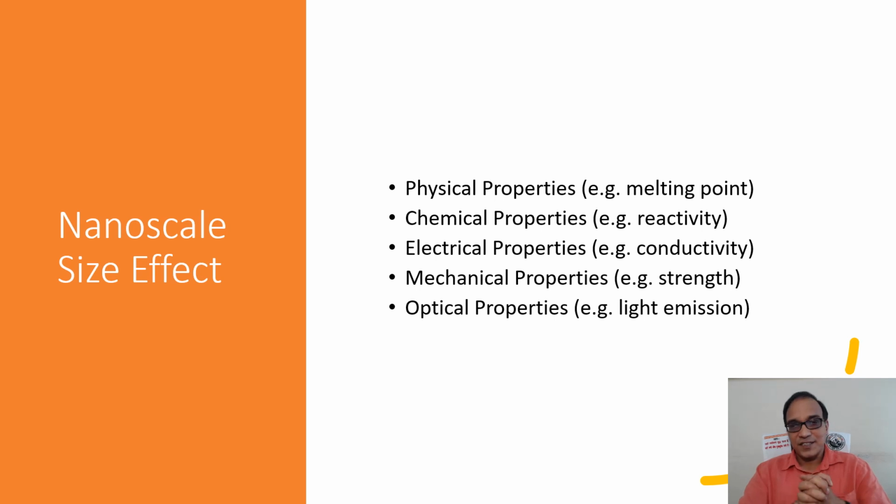Nanoscale size effect. How will nano size particles or nanomaterials have unique properties? They will have unique changes in physical properties like melting point, chemical properties like reactivity, electrical properties like conductivity, mechanical properties like strength, optical properties like light emission. So these properties are going to be drastically changed.